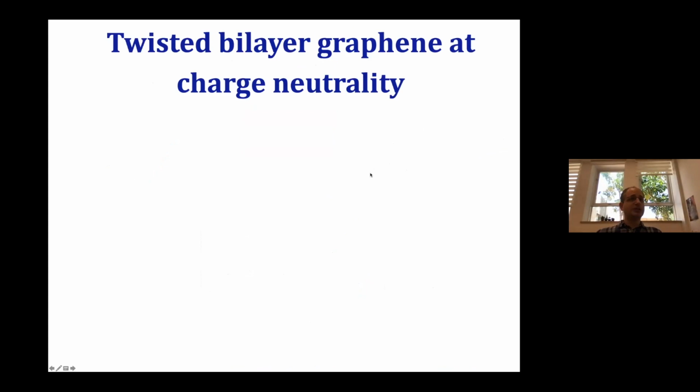I'm going to focus on a particular problem, inspired at least by magic angle graphene, which is the fate of the system at charge neutrality, which means that these narrow bands are exactly half filled. You don't add any external charge to the system, and I'm going to present two studies.